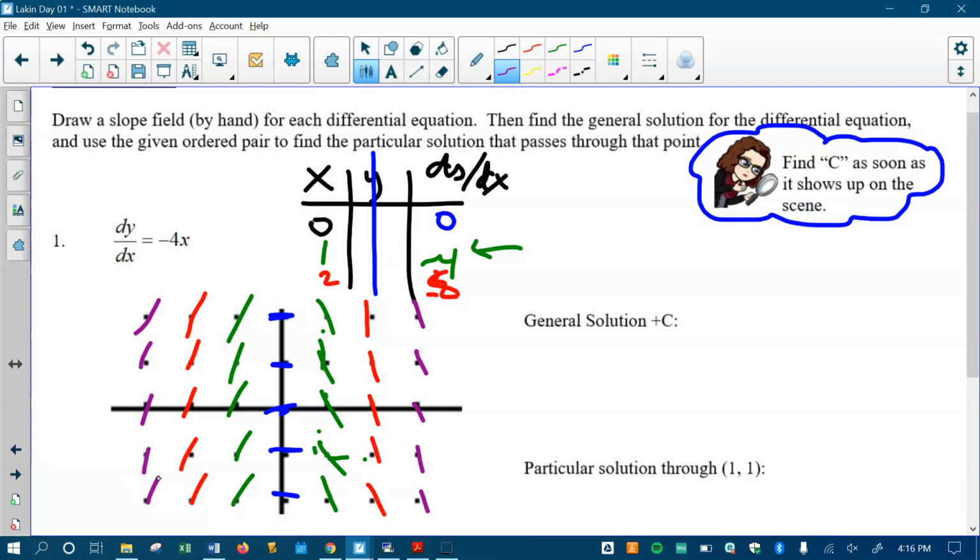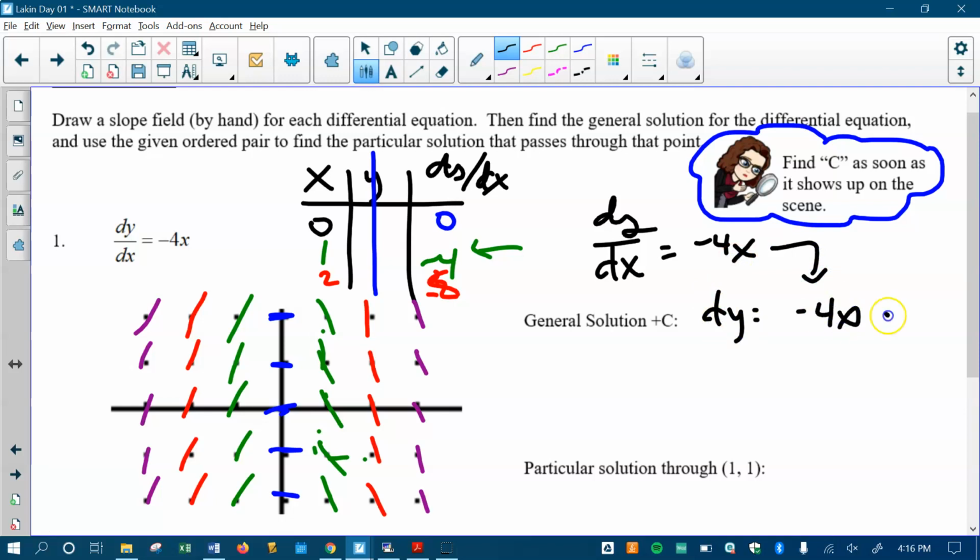Okay, so now let's get the general solution. The general solution means I need to solve for y. So I'm going to take dy/dx equals -4x. I'm going to separate the variables. That's always your first step. So dy equals -4x dx.